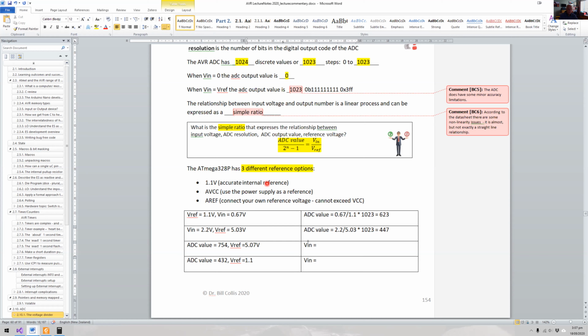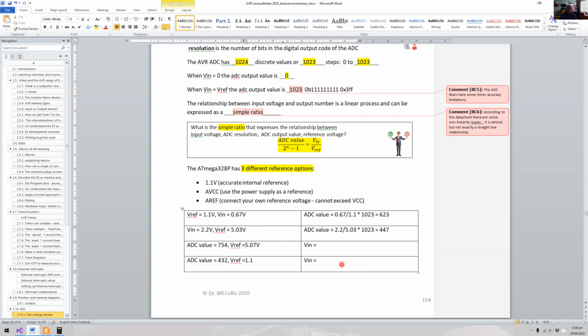So I'll leave you to work out these other two. What's the input voltage if we've got 754 coming in and a VCC of 5.07? You should be able to work those out without any difficulty and come up with something like 3.74 here. And I think about 0.465 volts I've got written here.